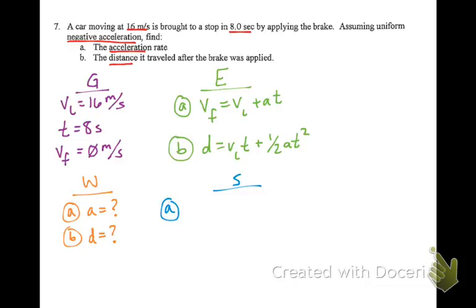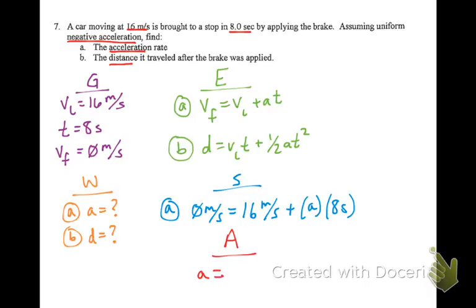So part A, let's plug everything in. So we've got 0 meters per second equals 16 meters per second plus A times 8 seconds. So solving for A, we have -2 meters per second squared. So that's part A.